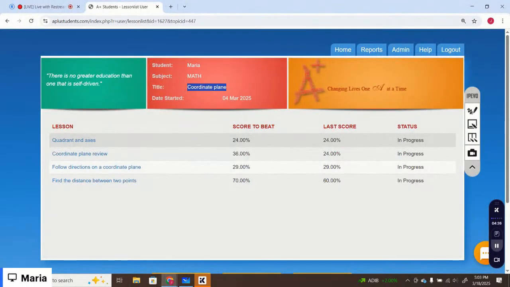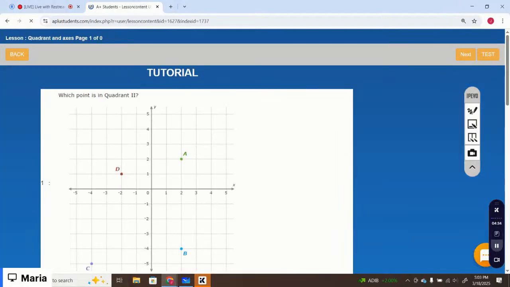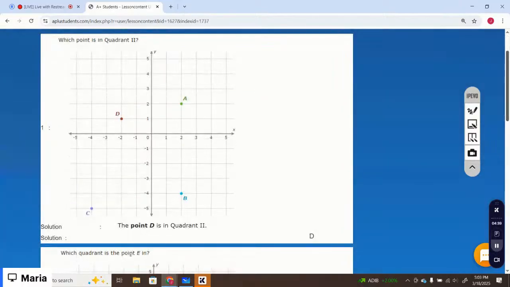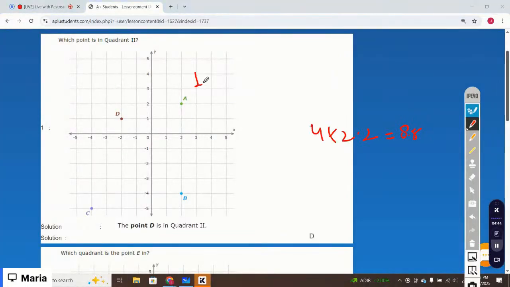Here I'm on grade 8 math. The chapter we're on right now is coordinate plane. Let's start with the lesson that is quadrant and axis. Which point is in quadrant 2? This is the first quadrant, this is the second quadrant, this is the third quadrant, and this is the fourth quadrant. So here is the point D in the second quadrant.